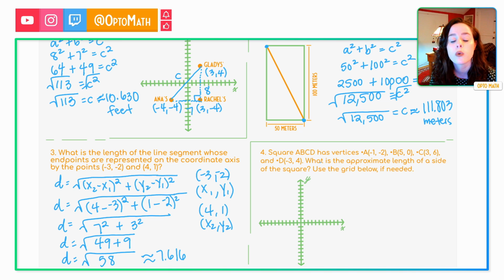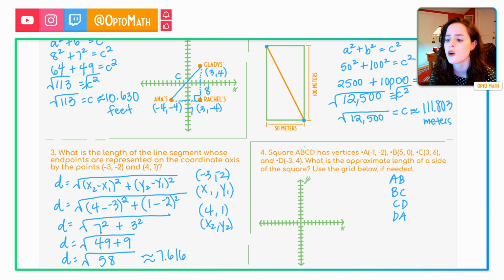All the sides are equal in measure. So you can either find AB, BC, CD, or DA. Now, how do I know this?